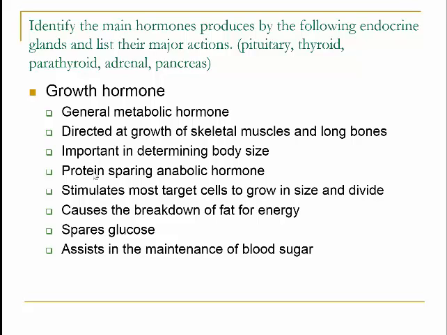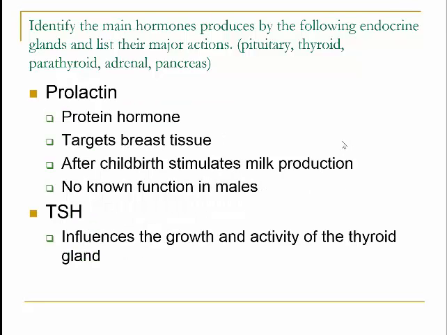When we talk about it being a protein-sparing hormone, it means that anabolic means to build up. So it allows protein to be incorporated into the tissues. And you think about what we need for our skeletal muscles and our bones, we need protein to maintain them. So thinking about that, it targets the cells to grow in size and divide, and then causes us to use fat for energy should we need it. It does allow us to spare our glucose, because glucose is the fuel that our brain and red blood cells love the most. So in that respect, it helps us maintain our blood sugar.